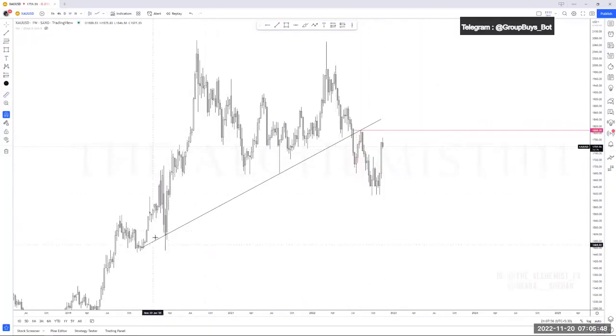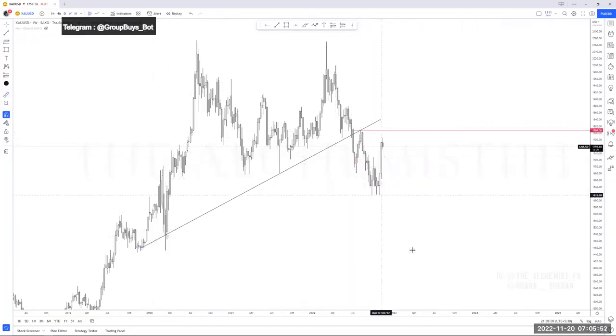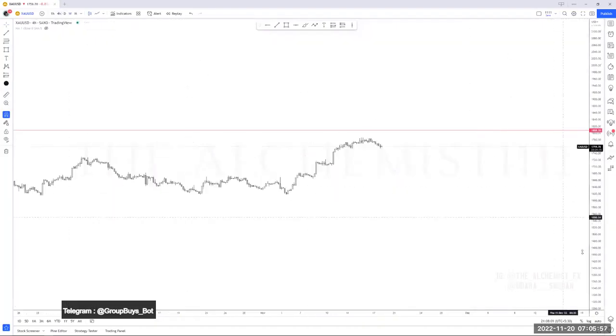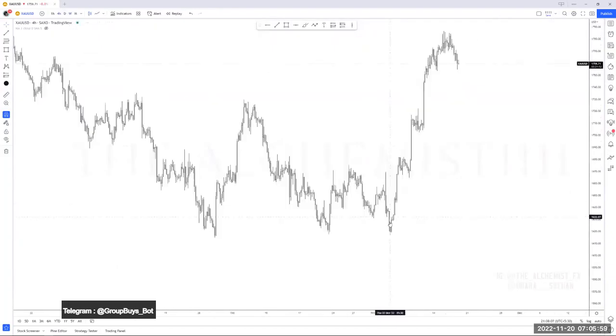First touch, second touch, it breaks, then it retests, and then comes another drop. So let's see some more, because these break and retest trend lines are everywhere actually.